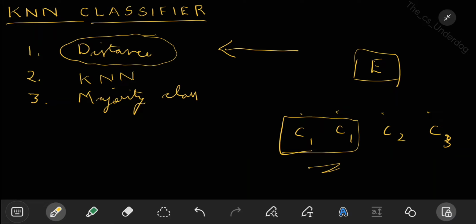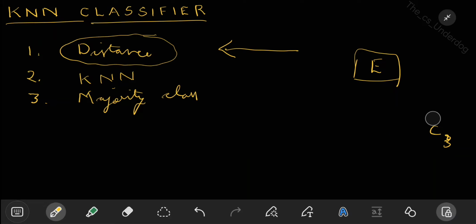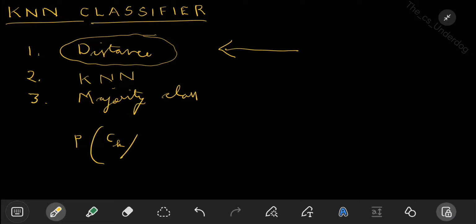So how do you find the posterior? In all the classification examples, we had seen that we need to find the posterior. That is, the probability of Ck given data.